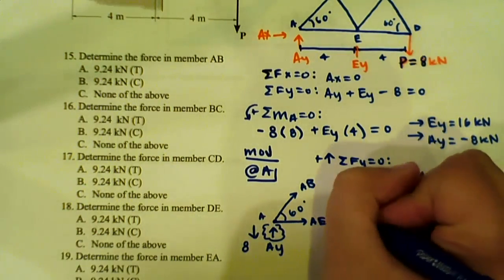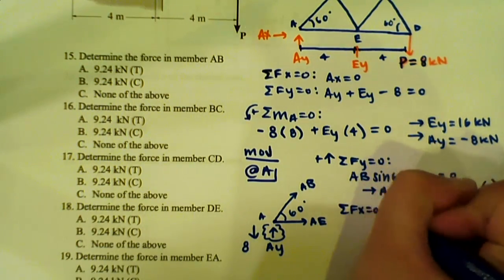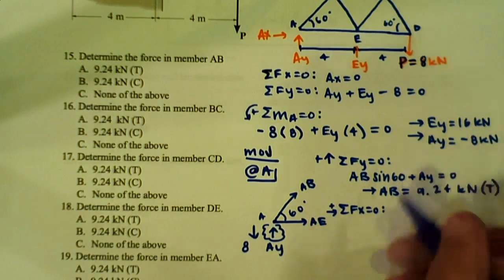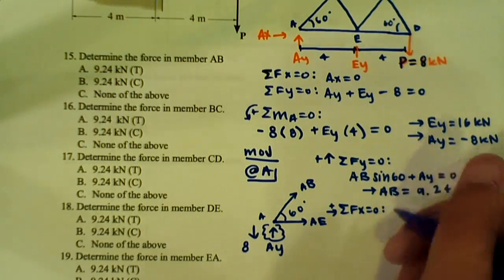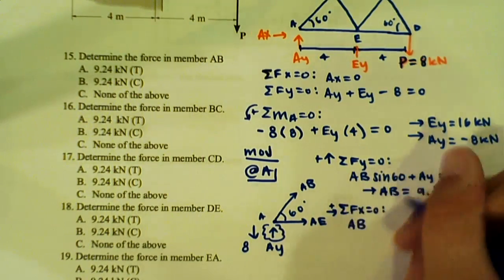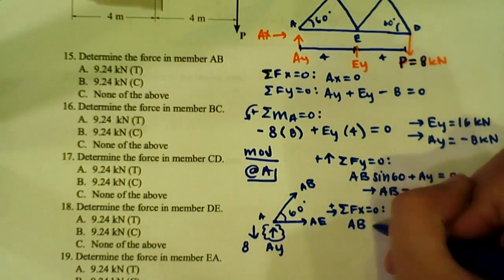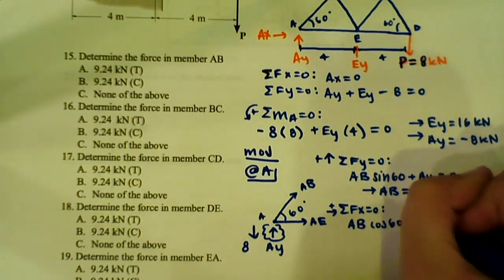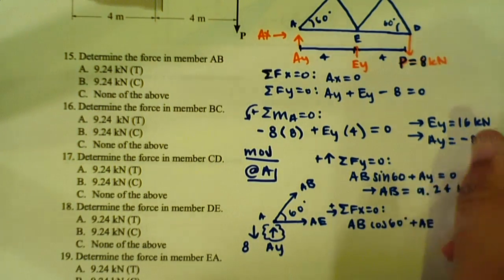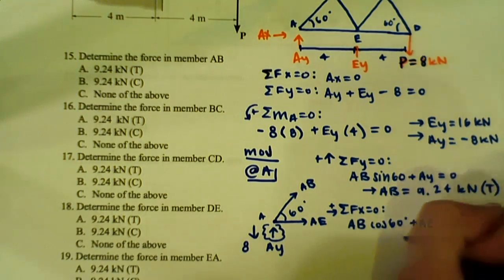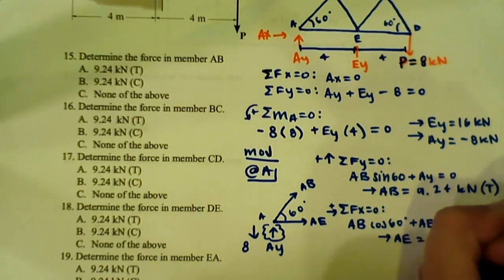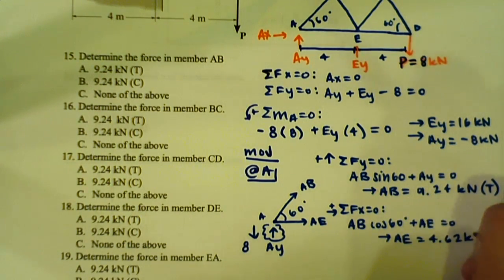So now we can do the sum of the forces in the x direction for our free body diagram. And we have our AB, and we are going to multiply it by cosine 60 since we need the x component, plus AE equal to 0. So we find that AE is equal to 4.62 kilonewtons in tension.